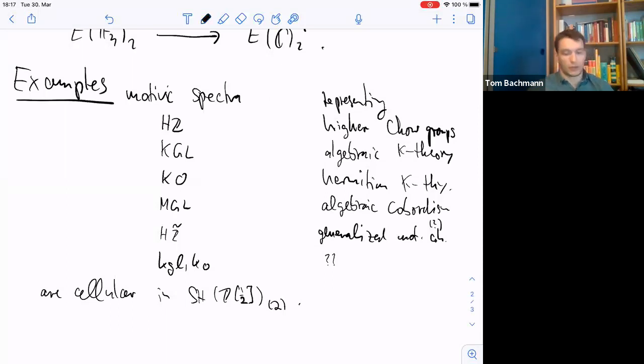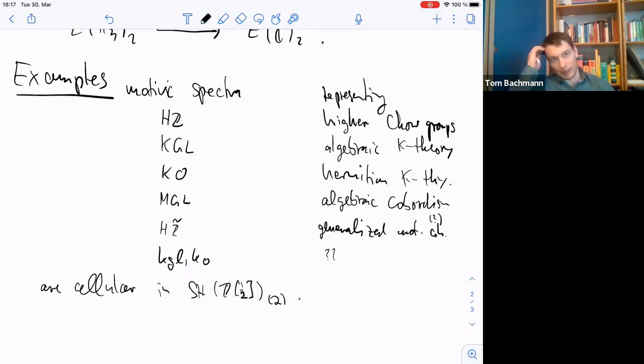Yeah. So in any case, you can stick in all of these theories, and if you know what these things do over fields, then you can try to work out what they do over Z[1/2]. Of course, there's at least one other cellular spectrum which you knew, and it's obvious or easy that connective covers preserve cellularity.